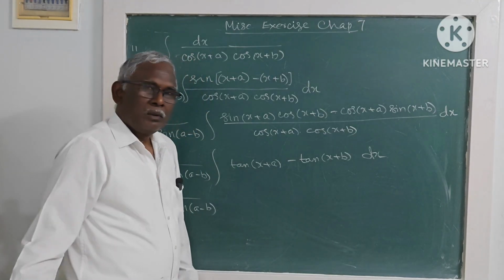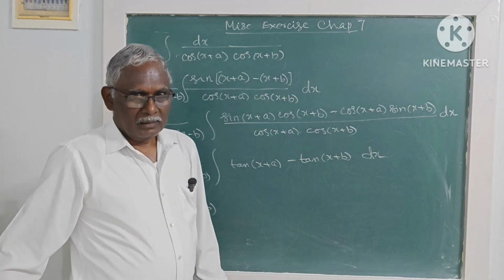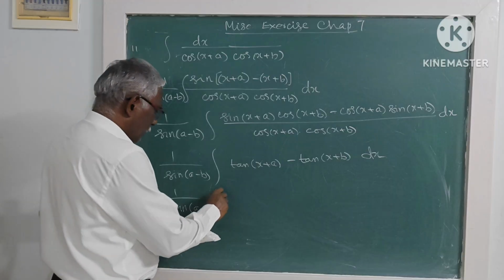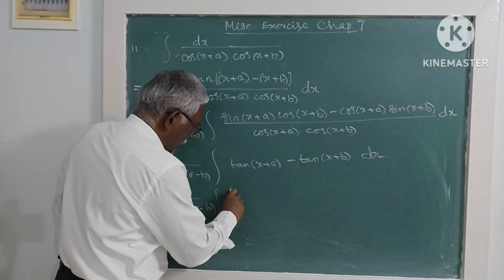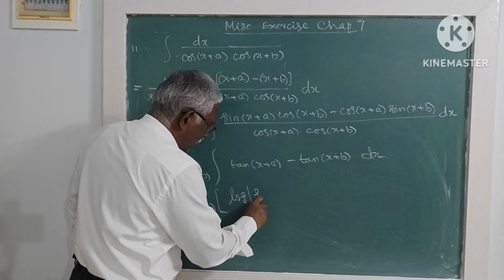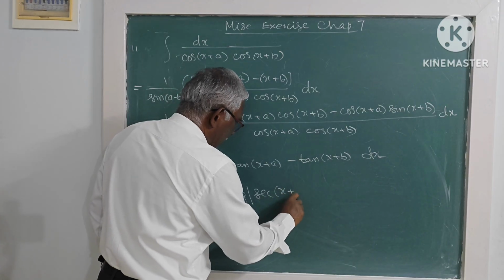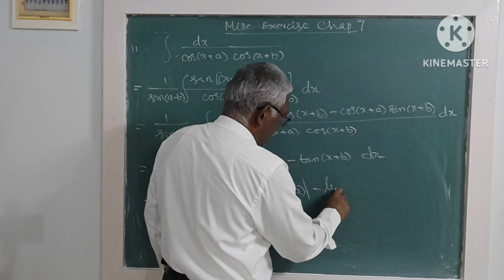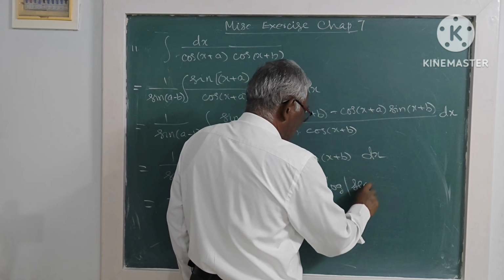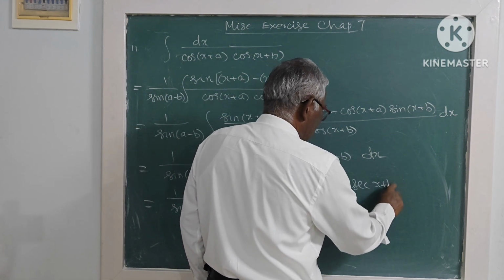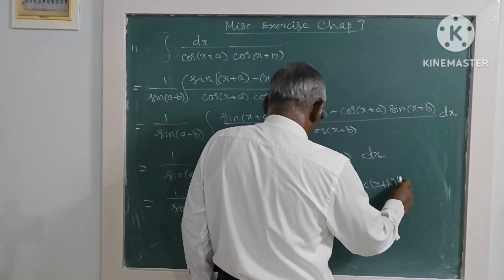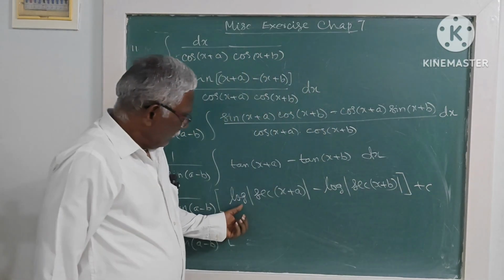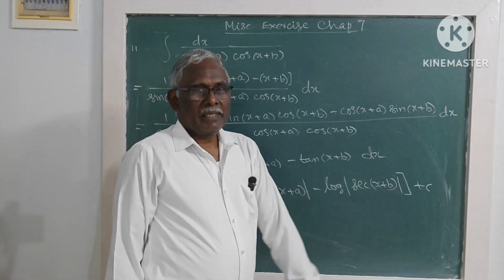Now we know what is the value of integral tan x. Integral tan x dx is nothing but log of secant x. So log of secant of x plus a minus log of secant of x plus b, plus constant. This is in the form of log m minus log n.